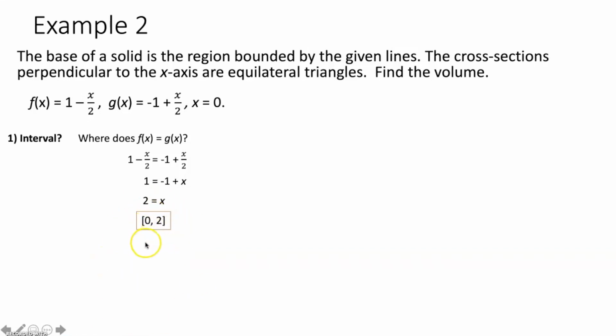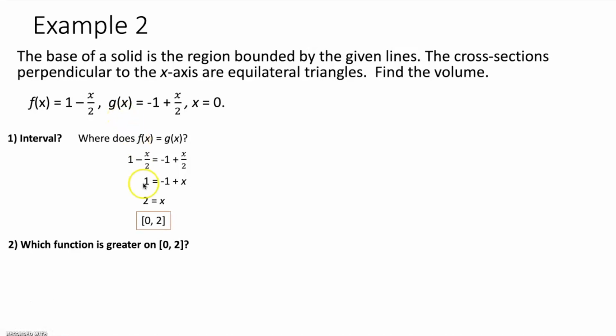So we have our interval. The next step is to figure out what is the area formula for our given cross section. Well, it's an equilateral triangle. And we saw that the area formula for an equilateral triangle is rad 3 over 4 times one of the sides squared. So all we have to do is figure out what is the length of one of the sides of our equilateral triangle. Well, because these equilateral triangles are perpendicular to the x-axis, that means to find the length of one of the sides of the equilateral triangle, all we have to do is just take our upper function and subtract our lower function. That'll give us the length of one of the sides. So how do we determine which is our upper function, which is our lower function?